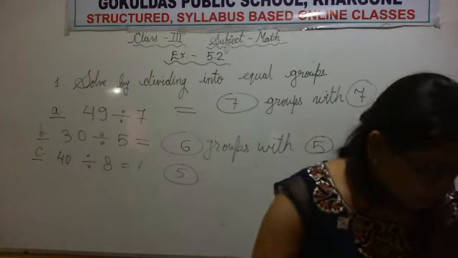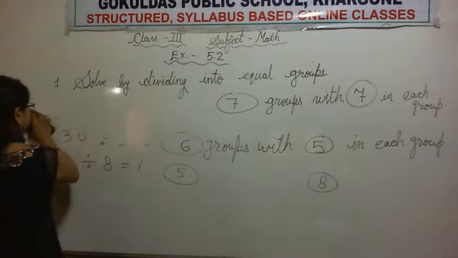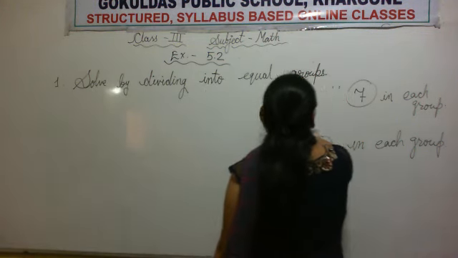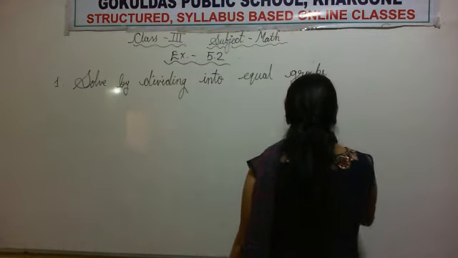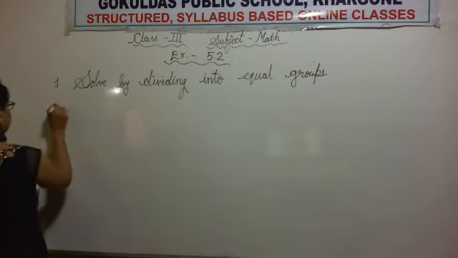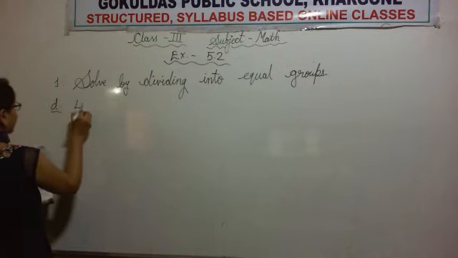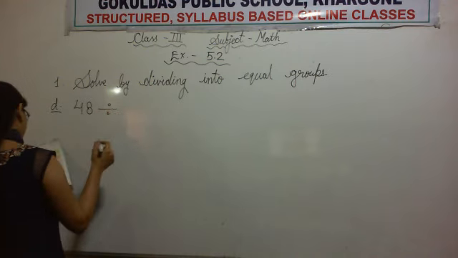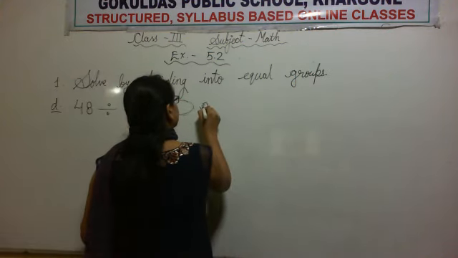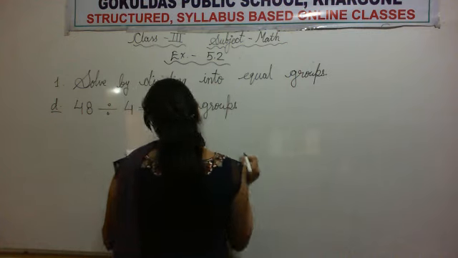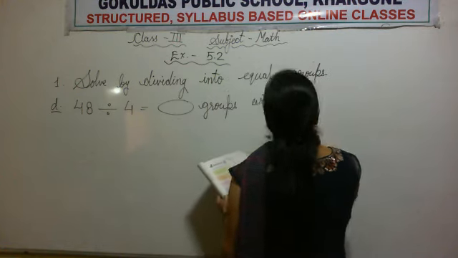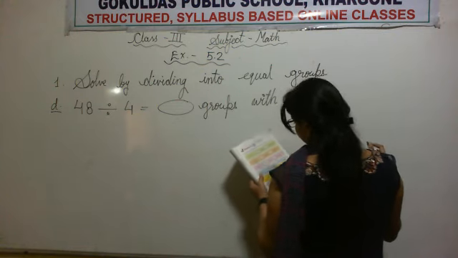I hope students you have noted down this much. Okay, so part D. 48 divided by 4 is equals to blank groups with blank in each group.